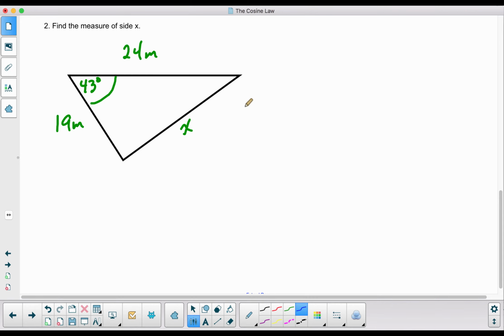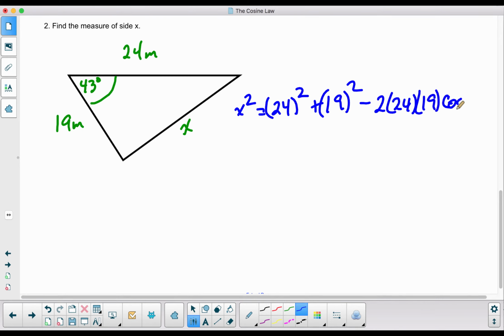So we start off with x squared equals 24 squared plus 19 squared minus 2 times 24 times 19 times cosine 43 degrees. Okay, go ahead and pause and do the calculation for yourself. We evaluate each term separately, and then we get 3 numbers that we just add up at the end.